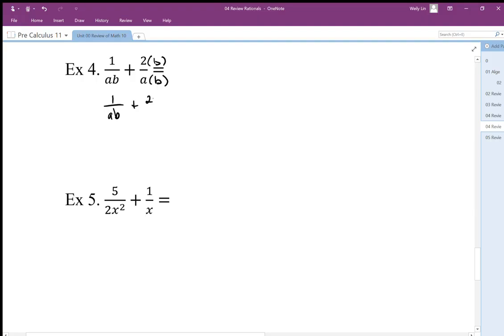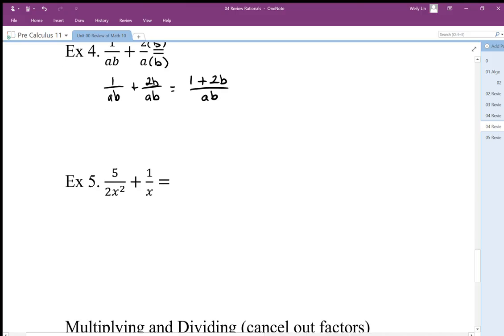plus 2b over ab. And again, when I add the numerators, I have to make sure I don't add this to make this 3. This is 1's, this is b's. We cannot combine those together. So we're going to have 1 and 2b's all over the denominator of ab, whatever ab is. We have no idea what it is, but we know that it's common, and we can count these in terms of the ab in the denominator.